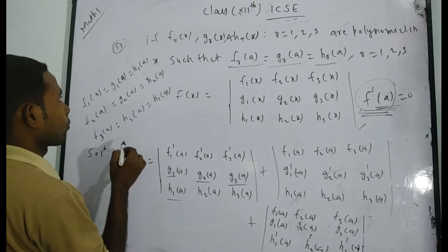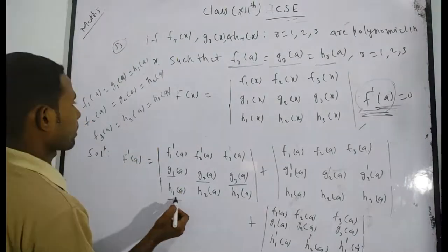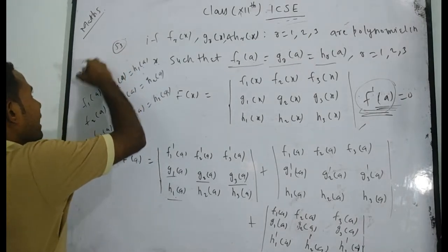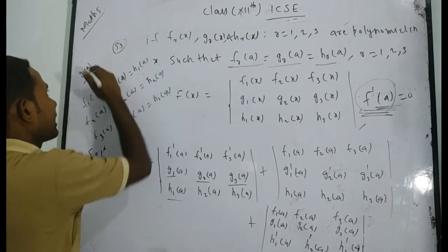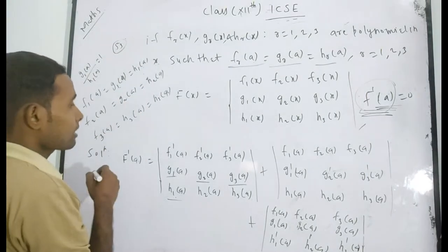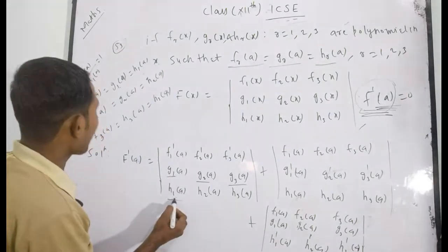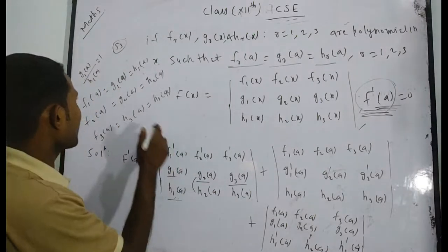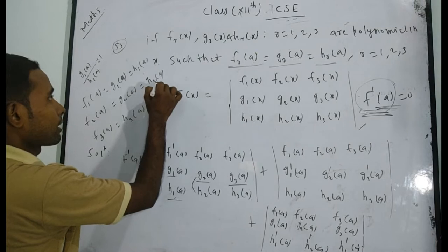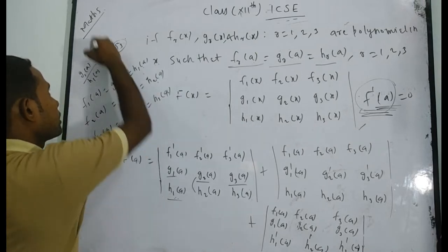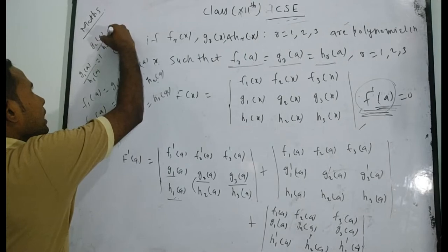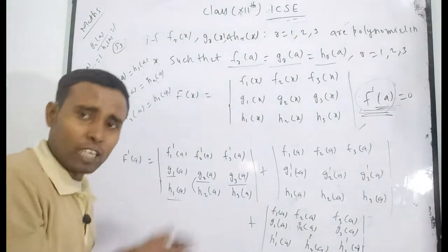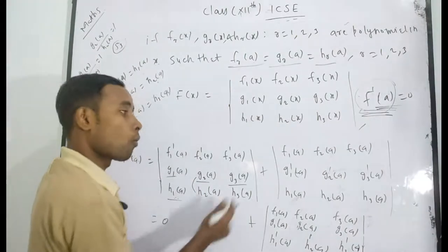Now, see here. If you take the ratio g1a upon h1a, it will be 1. Similarly, g2a upon h2a will again be 1. Similarly, g3a upon h3a will again be 1. That's why its value will be 0.